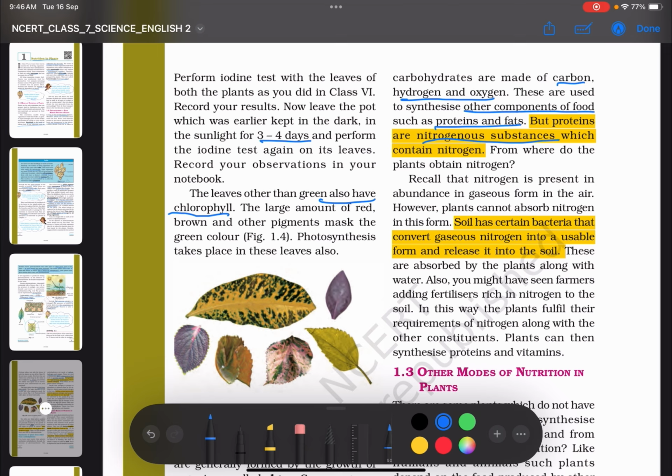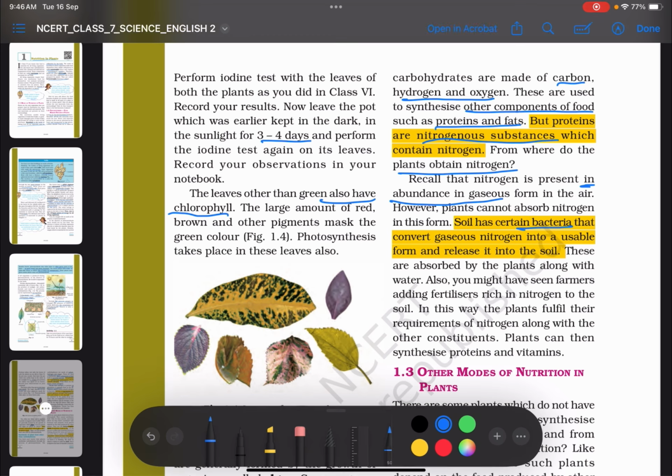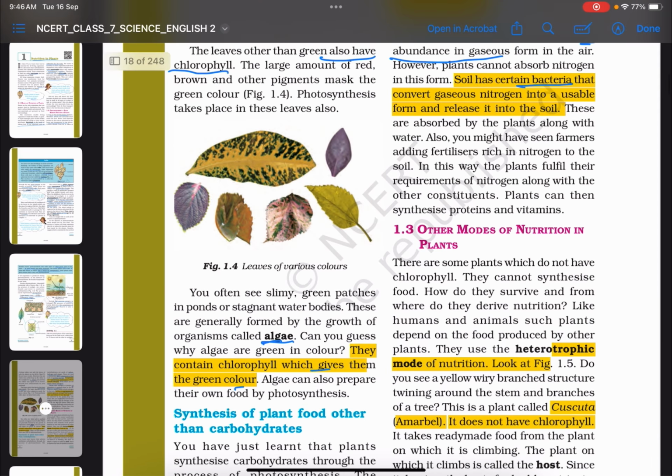From where do the plants obtain nitrogen? Recall that nitrogen is present in abundance in gaseous form in air. However, plants cannot absorb nitrogen in this form. Soil has certain bacteria that convert gaseous nitrogen into a usable form and release it into the soil. These are absorbed by the plants along with water.